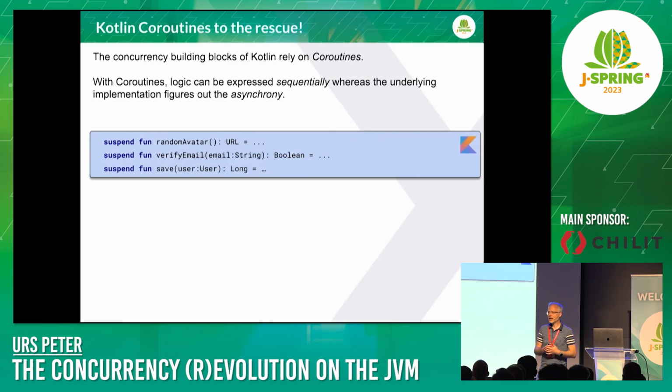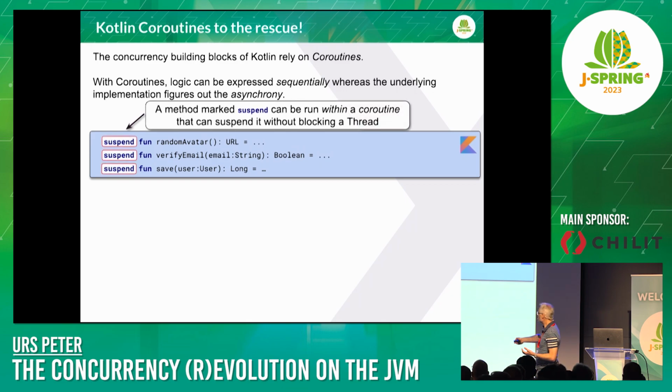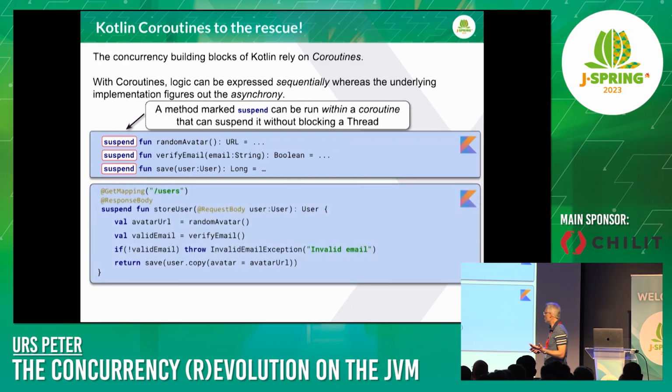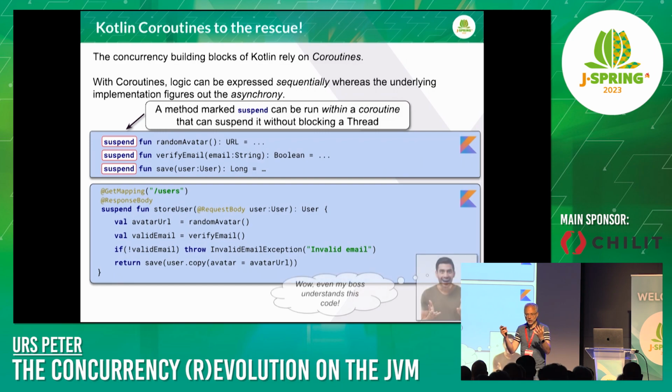So what are coroutines? Coroutines allow you to express your logic sequentially, whereas the underlying implementation figures out the asynchrony. The only thing you would have to do is you have the same methods, but mark them as suspend, in Kotlin, of course. And then, well, we simply call these methods in sequence, and the underlying code would be executed in an asynchronous fashion. And because I really am sure that your boss would understand this piece of code, I think this must be maintainable code. But now it performs as well as the reactive counterpart.